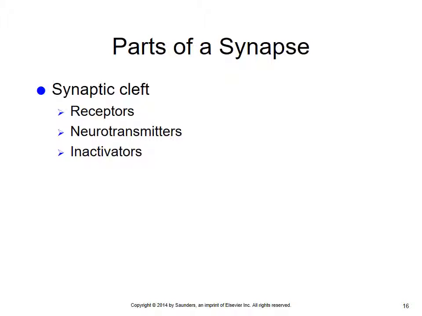So let's start looking at the synapse. In the synaptic cleft, there are receptors, neurotransmitters, and inactivators. And what are receptor sites? They're places on the membrane to which the neurotransmitters bind. The most common neurotransmitters are acetylcholine and norepinephrine. Inactivators are substances that terminate the activity of the neurotransmitters when they have completed their task.